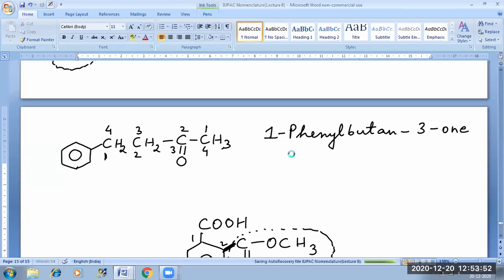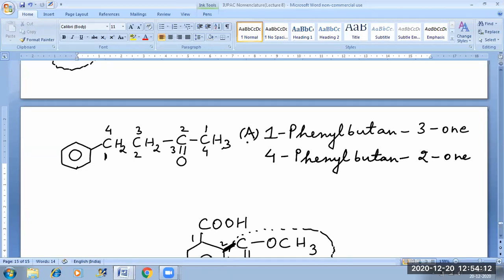And if I follow the first way of numbering, then it will be... now tell me which is correct. First one. Out of A and B, which is correct? A. A. Why? The lower set of substituent.